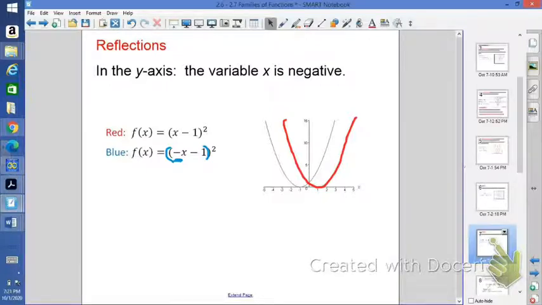And then just by making the x negative inside parentheses, what happens? You reflect across the y-axis. Right, so it's like you're looking into a mirror. You kind of flip it. So this goes over there, this comes over here. And the result is this parabola.